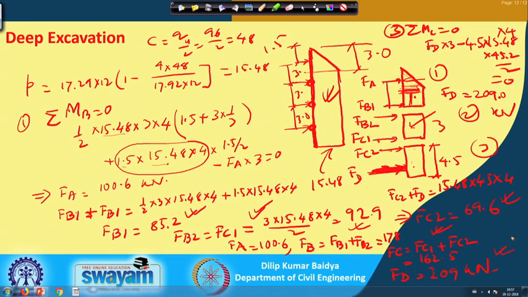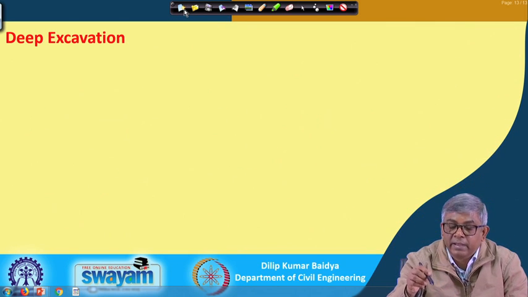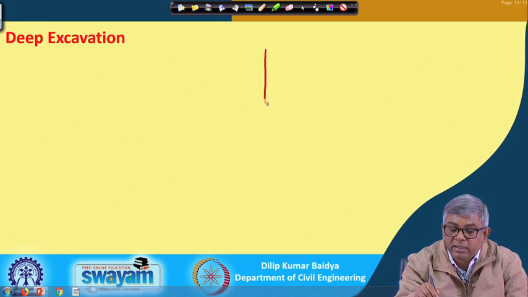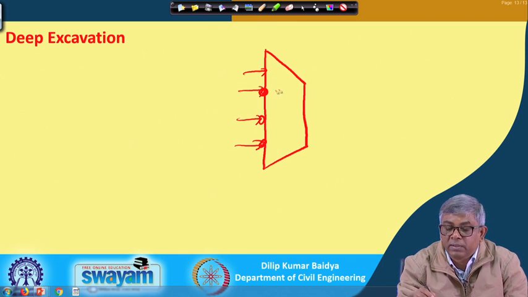So, instead of this diagram, if the soil had been something else, with the same 12 meter depth, and suppose it is sand, then we could have drawn the pressure diagram something like this. Your start location was here, here, here and here, and then accordingly you have to divide it into different parts. This is one part, this is another part.